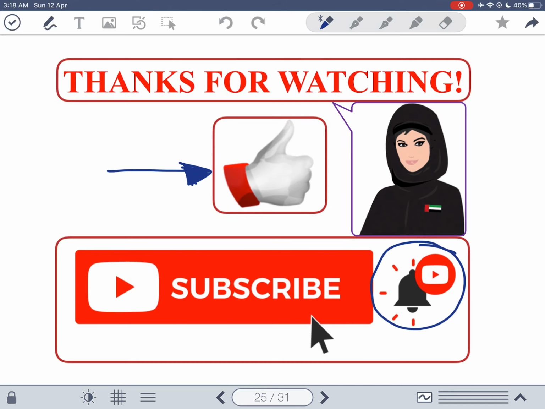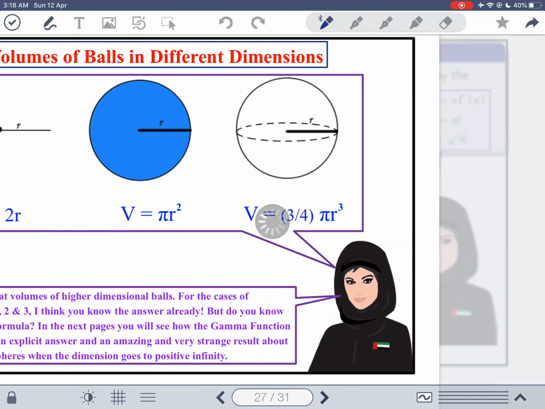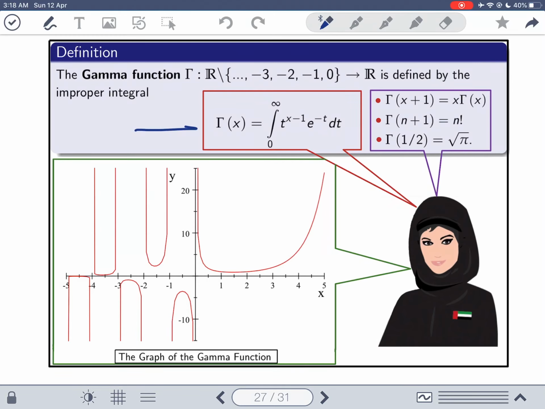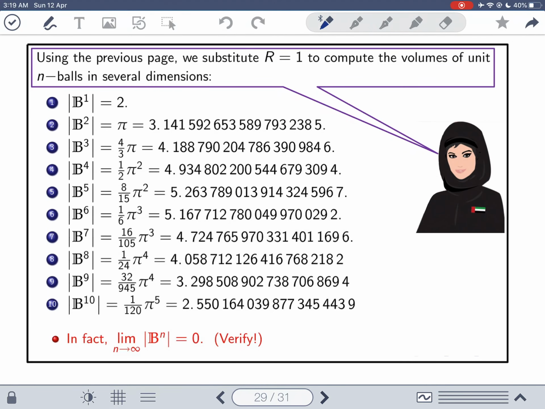And just one thing, there are 6 slides left for which La'nood is teaching you how to use the gamma function to find the volume of balls in several dimensions, dimension 1 up to infinity. She teaches you everything. So there are 6 slides here. She defines the gamma function, basic properties, what the graph looks like, and then she shows you the volumes up to a ball in dimension 10, and then she shows you the unit ball. This is the ball of radius 1. Look at the numbers here.